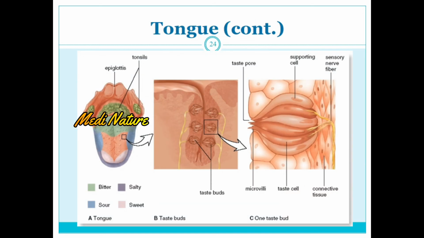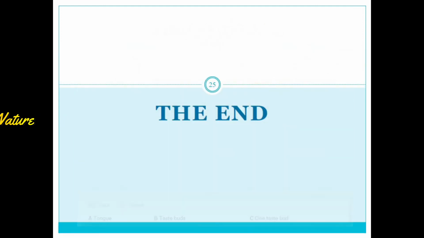In this image you can see the different parts of the tongue which give different tastes, and also the anatomy of the taste bud. Carefully go through it and get an idea. So this is the end of the first part of this lecture.